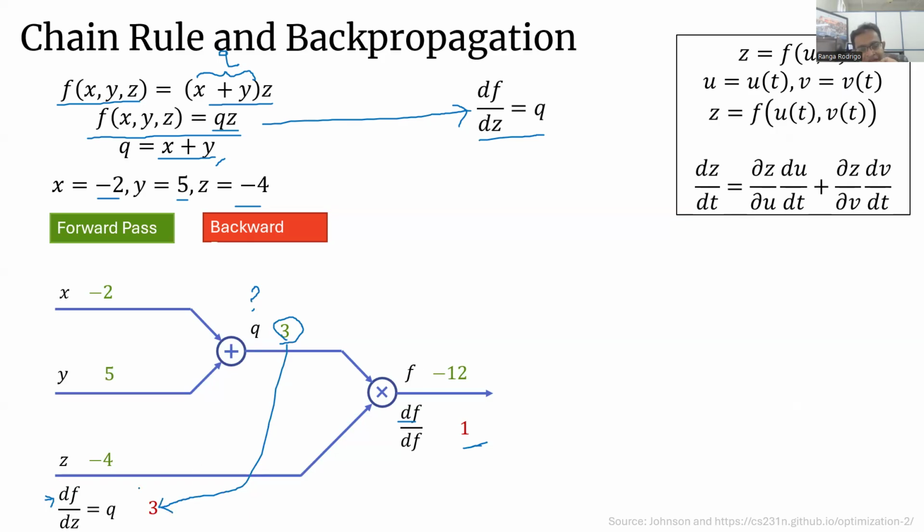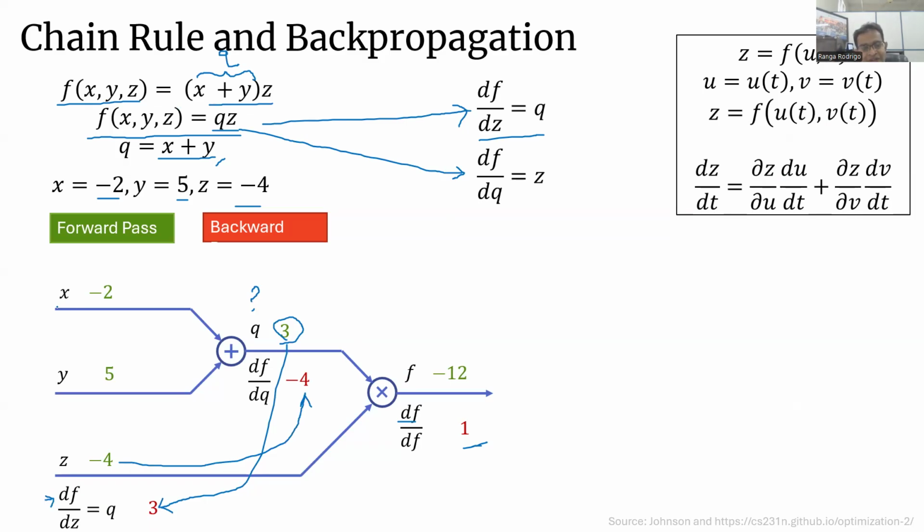So derivative of f with respect to the input variable is q. Okay. Next step. So what is df by dq? df by dq from this equation is z. So therefore we copy this value there. It's -4.